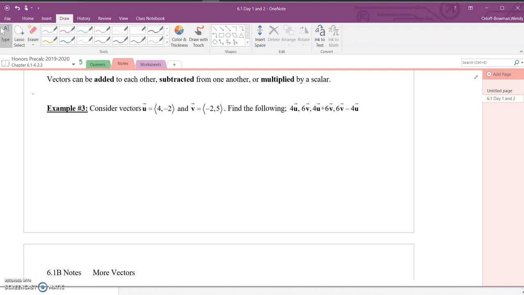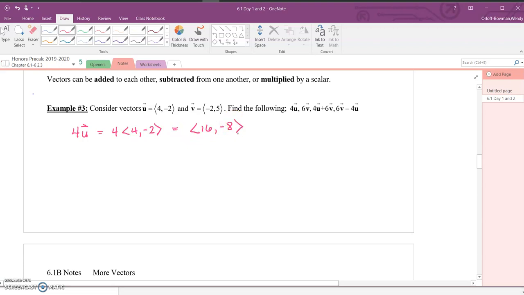So I'm going to go ahead and find 4u. And all I'm going to do is take that scalar and multiply it by each component within the vector. And I have my new vector 16, -8.